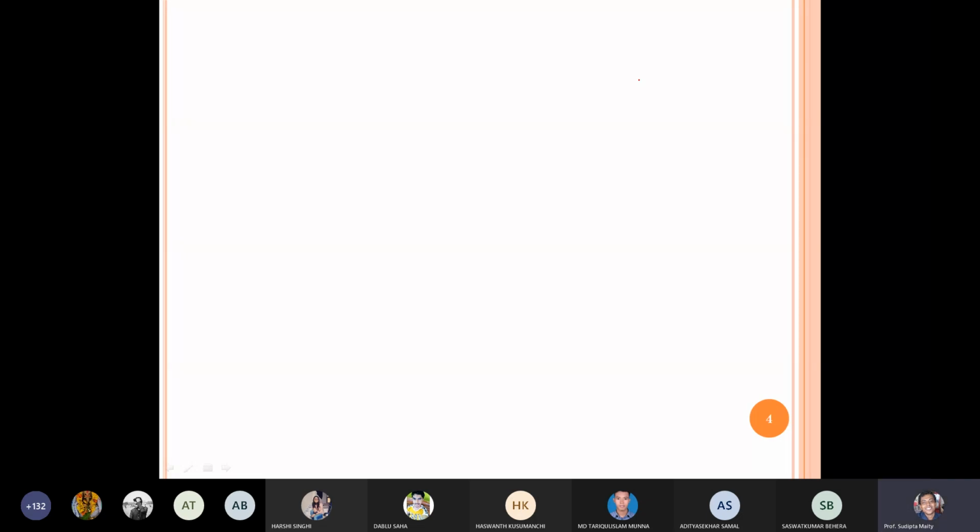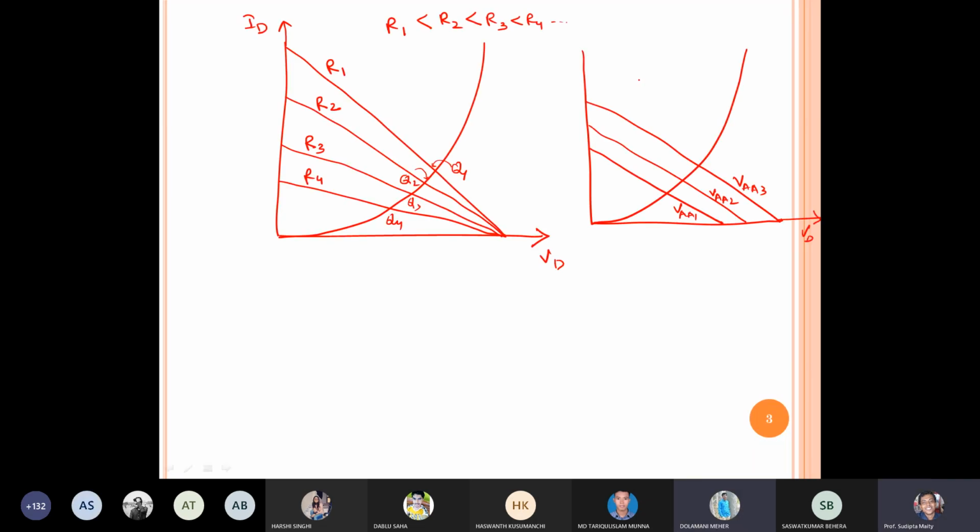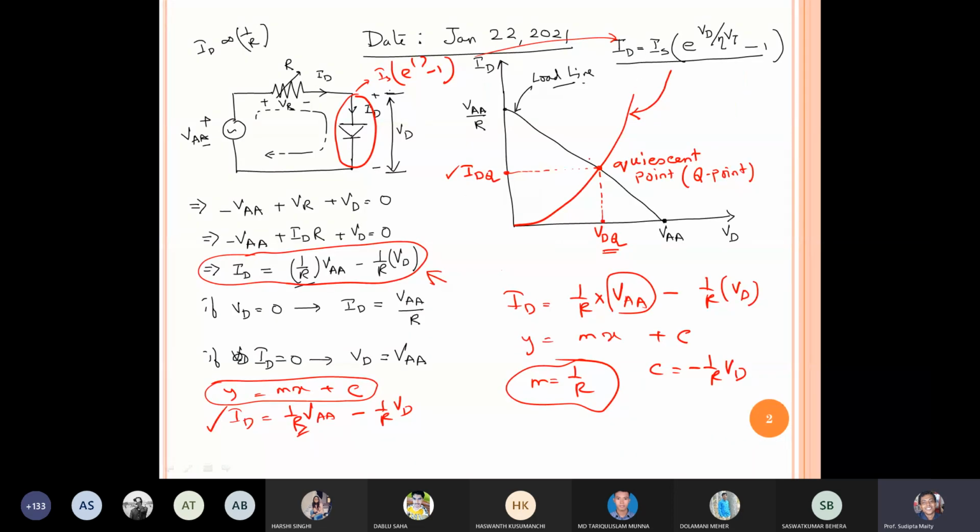Sir, in the previous slide, what is the relation between Q1, Q2, and Q3? We cannot say which quotient point is better. For better understanding, in this load line the Q point should be placed in the middle position of the load line. If this distance and this distance are almost equal, then the quotient point will be very stable and there will be no distortion in the output.